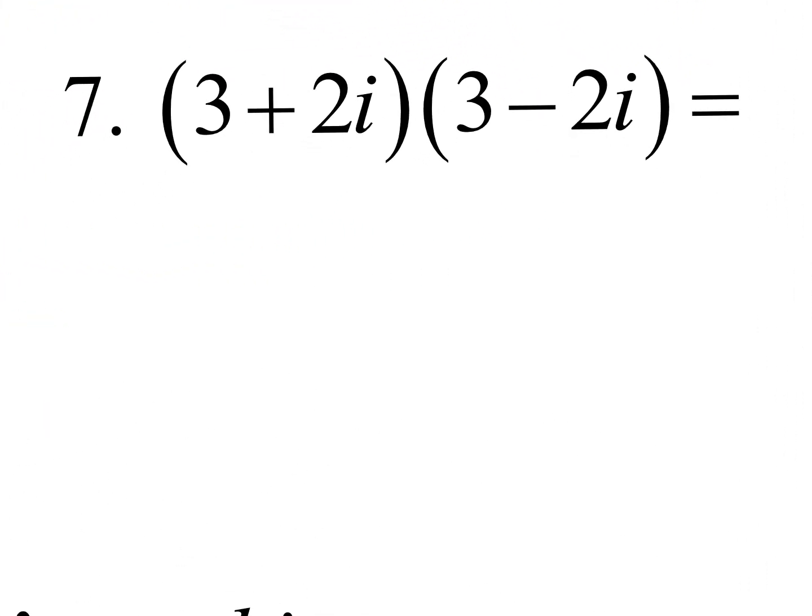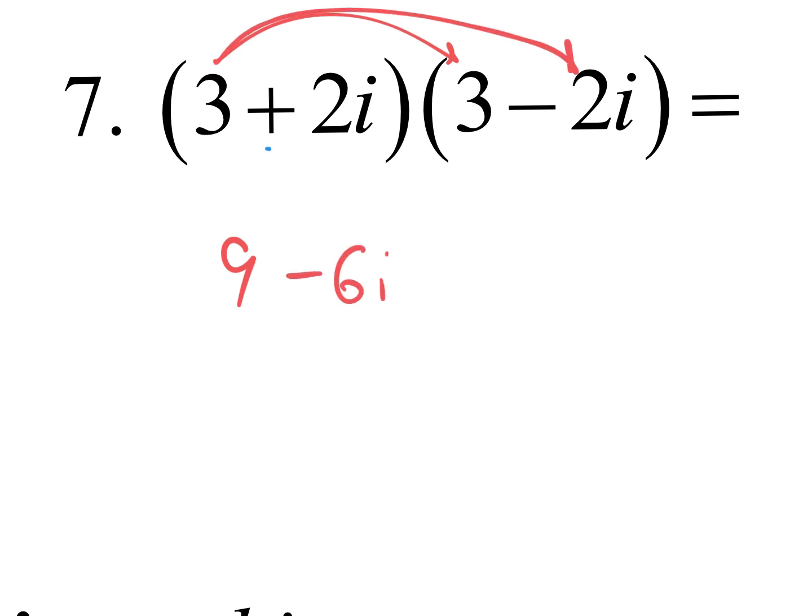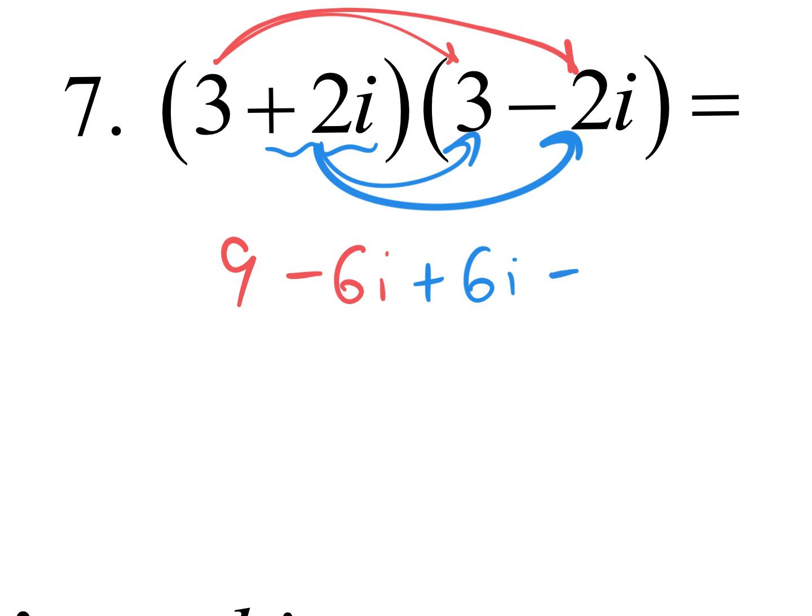Yes. Last one here. Notice you have a binomial by its conjugate. That means that this is going to be beautiful. Check it out. 3 times 3, 9. 3 times negative 2i, what do I get? Negative 6i. How about positive 2i times 3? Positive 6i. And how about positive 2i times negative 2i? The same thing as the other side. Negative 4i squared.